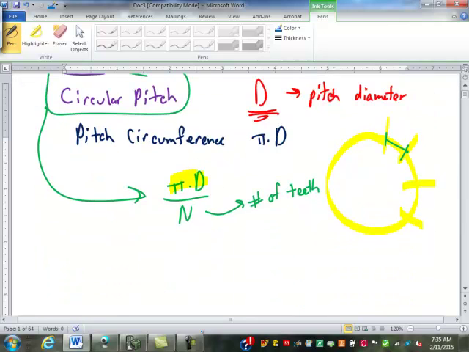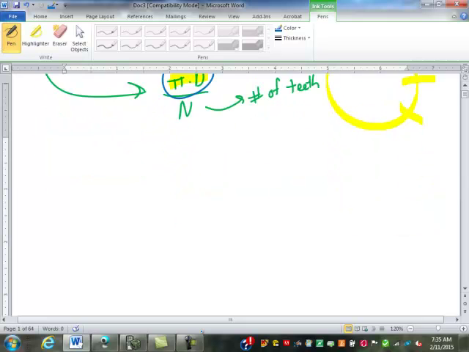So that is the circular pitch. Now, because we have to do pi times diameter divided by the number of teeth, it's a little more work. So we have some simpler things we're going to look at. But let's do an example of that for right now. Let's take a gear that has a pitch diameter of 3.25 inches. And this gear has 16 teeth.